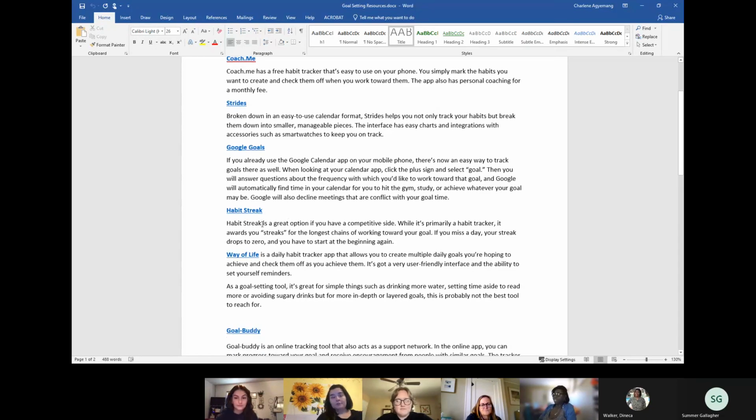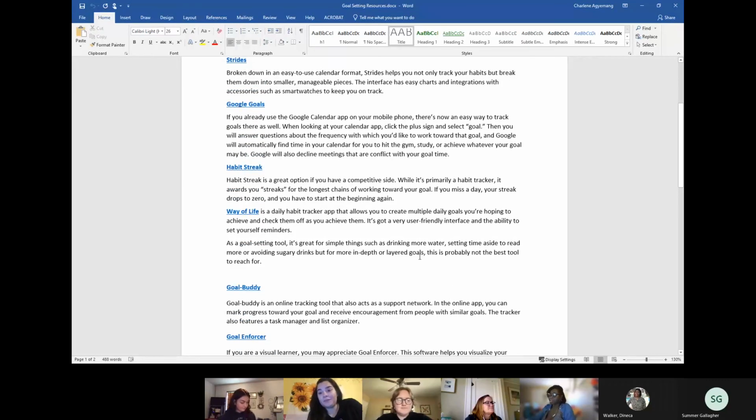Habit Streak is almost like MyFitnessPal, if anyone has ever used that, but for habits. And if you like to be in competition with other people, it's a pretty cool way to do that. Way of Life, it lets you really create a lot of daily goals. So it's just like, if today I want to get all my homework done, or if today I want to make sure that I do not spend money, or I do write down all of those things I need to do. It's a great way to do that. Even drinking more water, which I do need a reminder to do a lot.